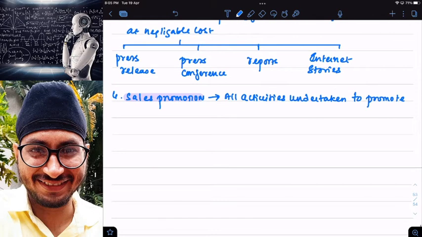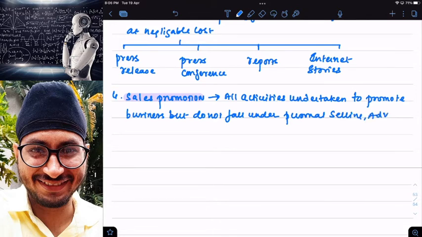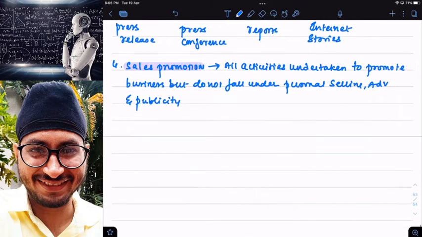All activities undertaken to promote business, but which do not fall under personal selling, advertising, and publicity. Anything which does not fall under publicity, advertisement, and personal selling comes under sales promotion. Example, sir, I can give offers.